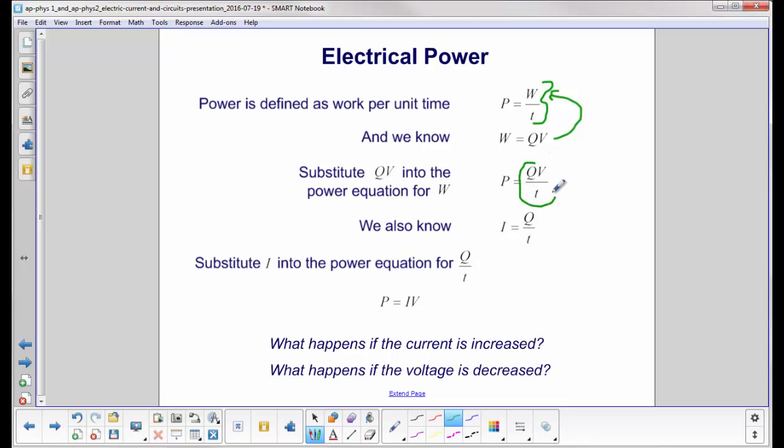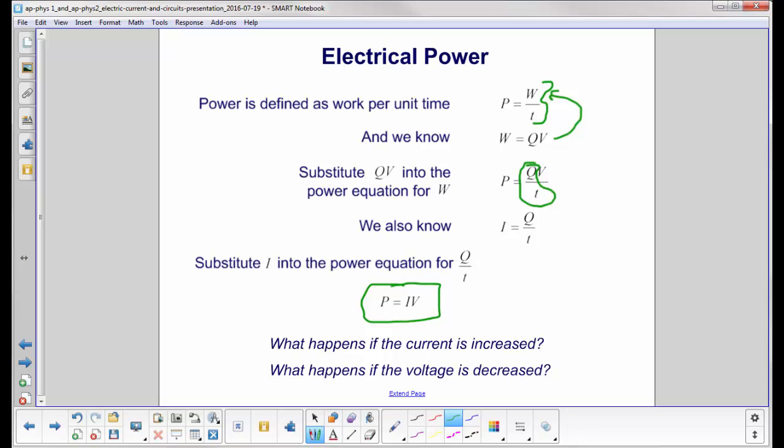Let's look at this line right here. And again, this makes mathematicians a little queasy, but we're going to do it anyway. Q over T is just current. Actually, it's delta Q per delta T, but for purposes of this, we'll just take a little shortcut here. We now have I is equal to Q over T. It goes in here, and we will have power equals IV, current times voltage.